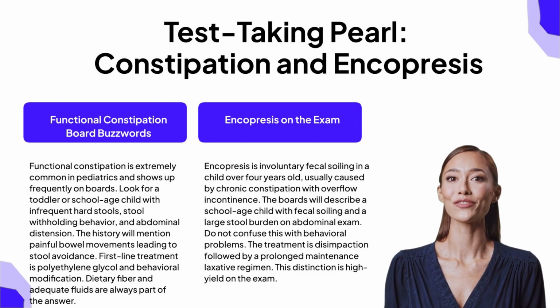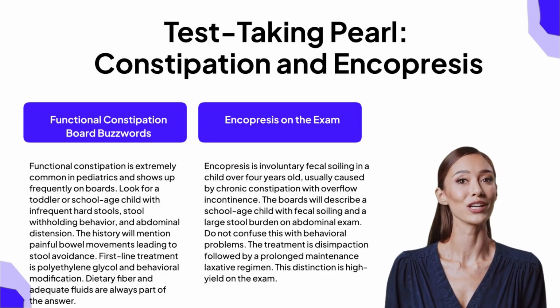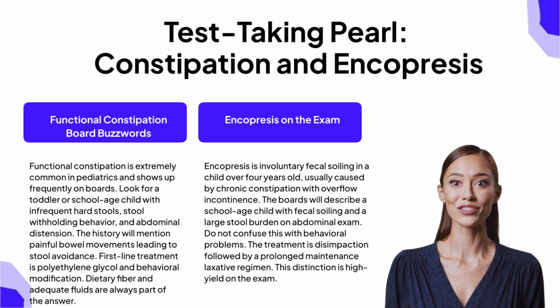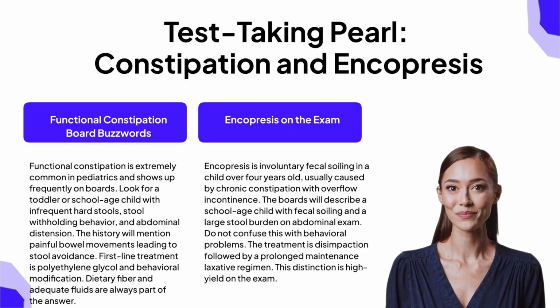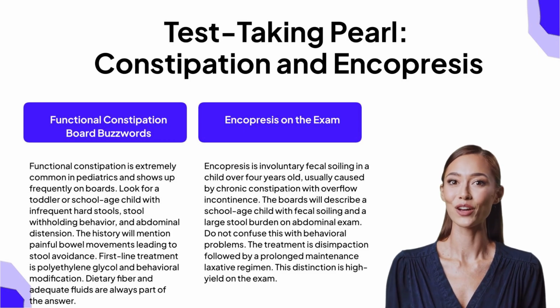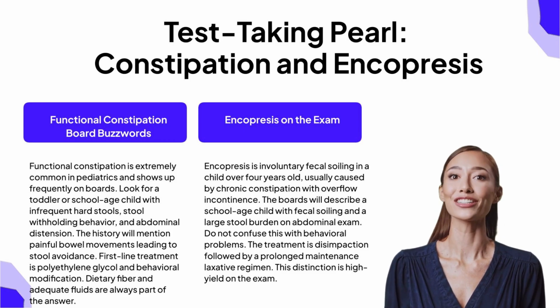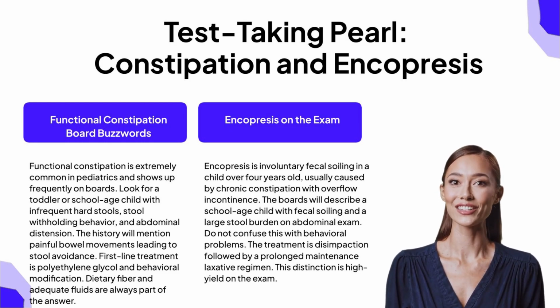Encopresis is involuntary fecal soiling in a child over 4 years old. This is almost always caused by chronic constipation with overflow incontinence. The boards will describe a school-age child with fecal soiling in the underwear and a large stool burden palpable on abdominal exam. The critical point is that this is not a behavioral problem. The treatment is disimpaction first, followed by a prolonged maintenance laxative regimen that may take months. This distinction between behavioral issues and overflow incontinence is a high-yield test point.